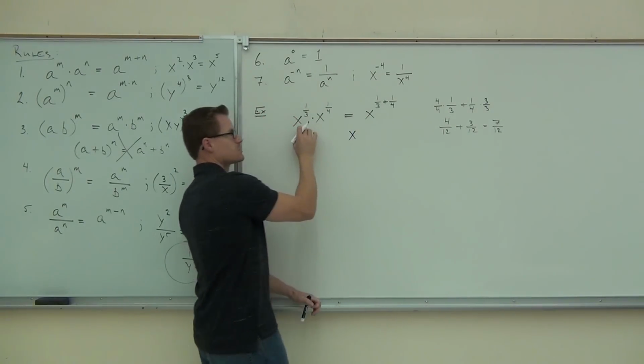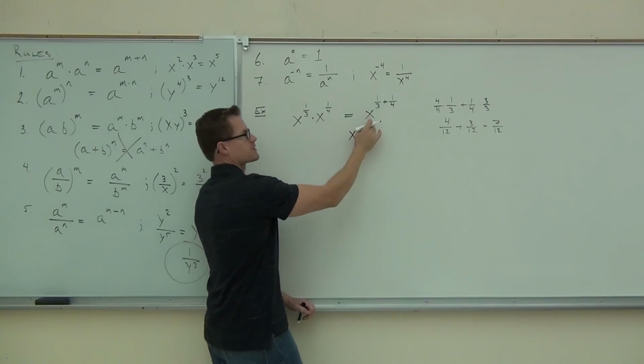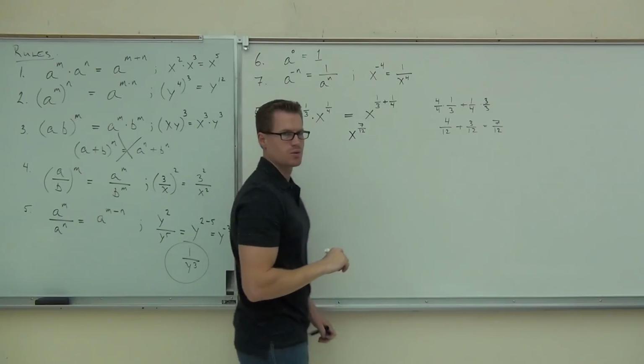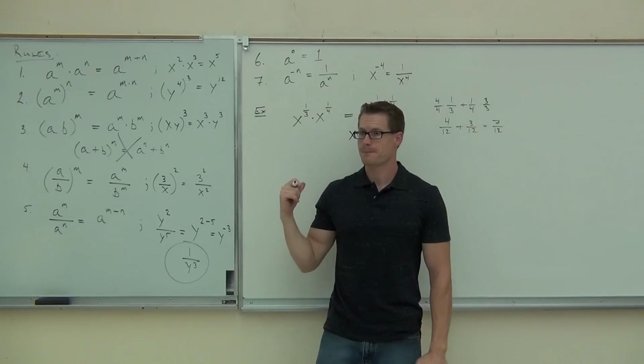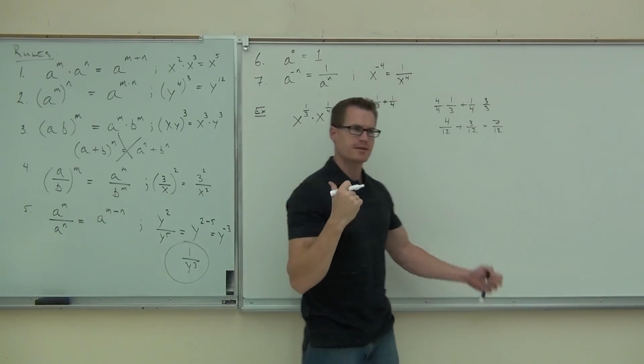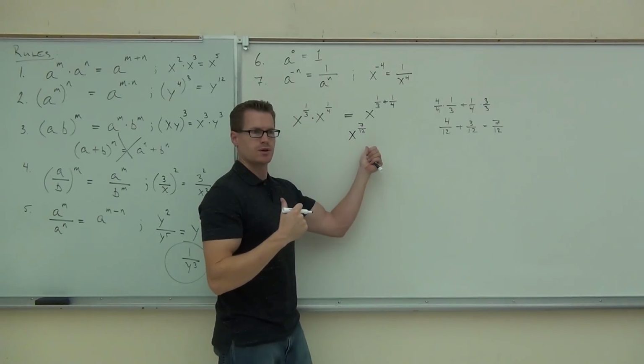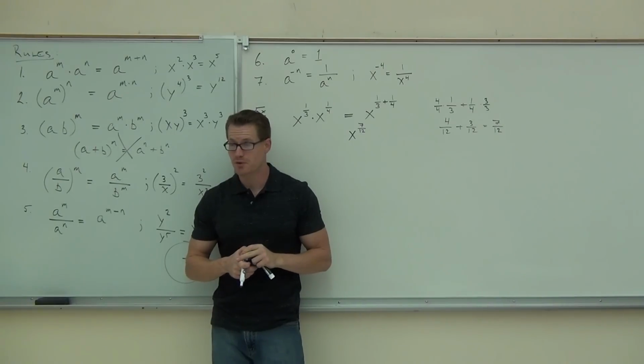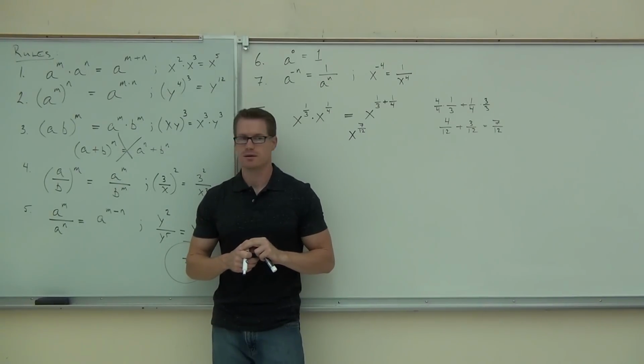So instead of x to the 1/3 times x to the 1/4, we actually added those exponents, x to the 1/3 plus 1/4, and we got x to the 7/12. Are you okay with that one? Hey, by the way, could you write this as a root? What type of root do we have? 12th root of what? X to the 7.